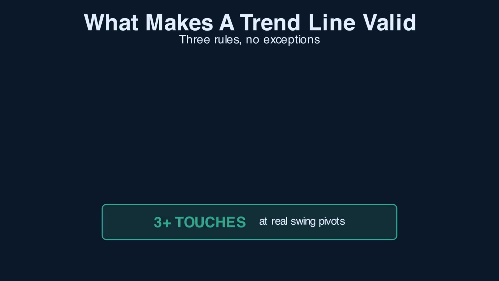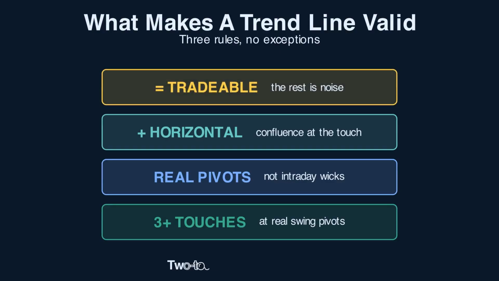Here are the three rules. 1. A valid trend line requires at least 3 touches. 2 touches define a line, 3 define a trend. 2. Each touch must be a real swing pivot, a clear high or low where price reversed, not an intraday wick or a single bar test. 3. The highest conviction trend lines coincide with a horizontal level at one of the touches, giving you confluence between the diagonal and a flat support or resistance. Without all three, you've drawn a line, you haven't found a level.